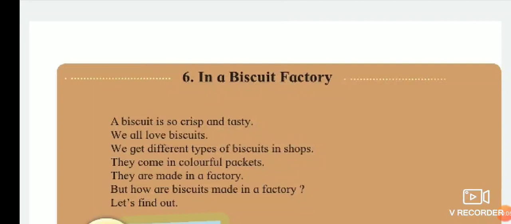So today we are going with Unit 6, In a Biscuit Factory. So let's begin. A biscuit is so crispy and tasty. We all love biscuits. We get different types of biscuits in shops. They come in colorful packets. They are made in a factory. But how are biscuits made in a factory? Let's find out.